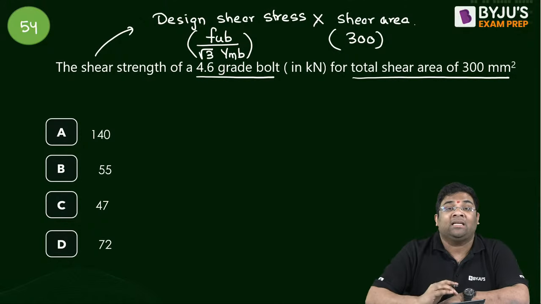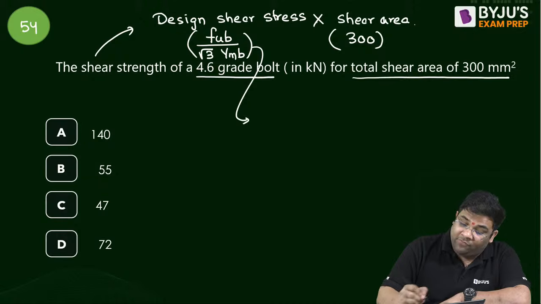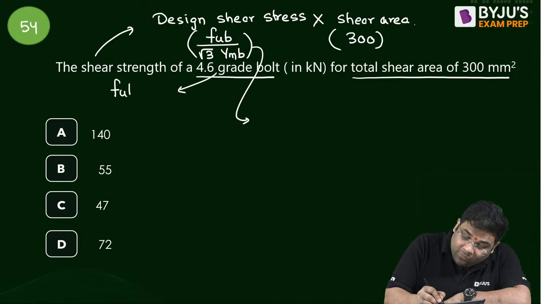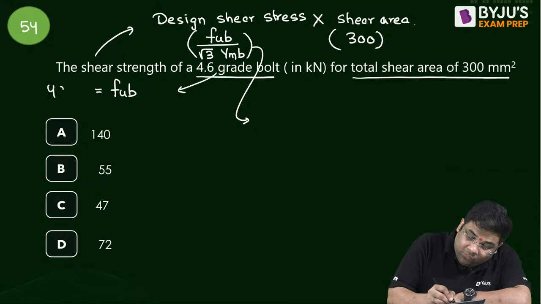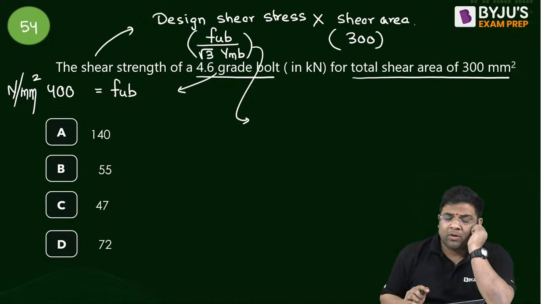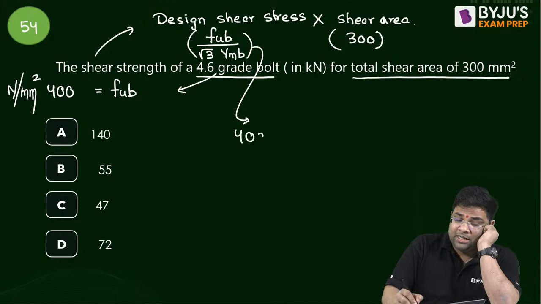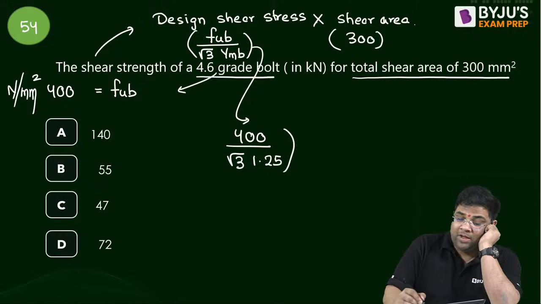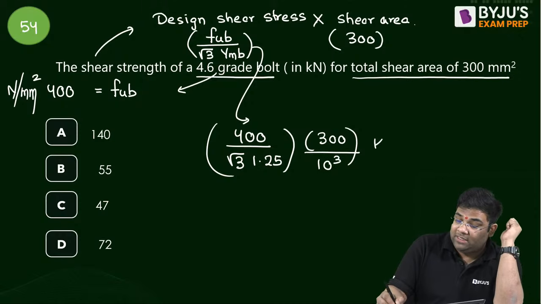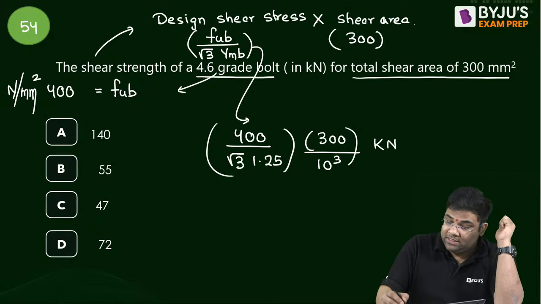Only shear stress they can ask. Design shear stress. Now FUB, this is a 4.6 grade bolt. FUB is what? It is 400 Newton per mm square, right? So FUB is 400 by root 3. Gamma MB is how much? We take that as 1.25 and multiply by 300. This answer I will get in Newton. So I'll divide by 1000 to get it in what? Kilonewton.